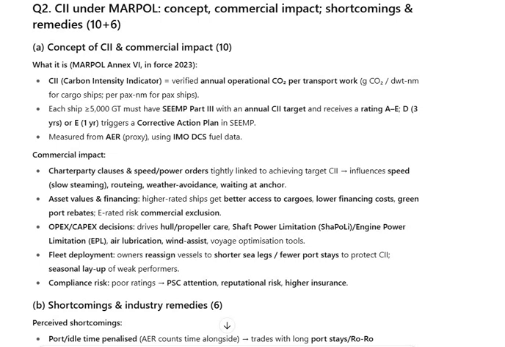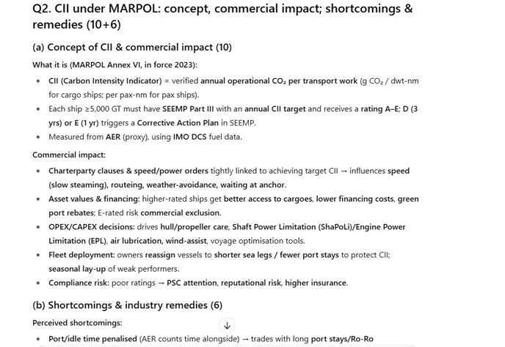Now, what is CII as per MARPOL Annex VI 2023? CII is the verified annual consumption of CO2 per transport work. That is gram CO2 per deadweight times nautical miles for cargo ships, and per passenger nautical mile for passenger ships. Right? We are not talking about passenger ships now.